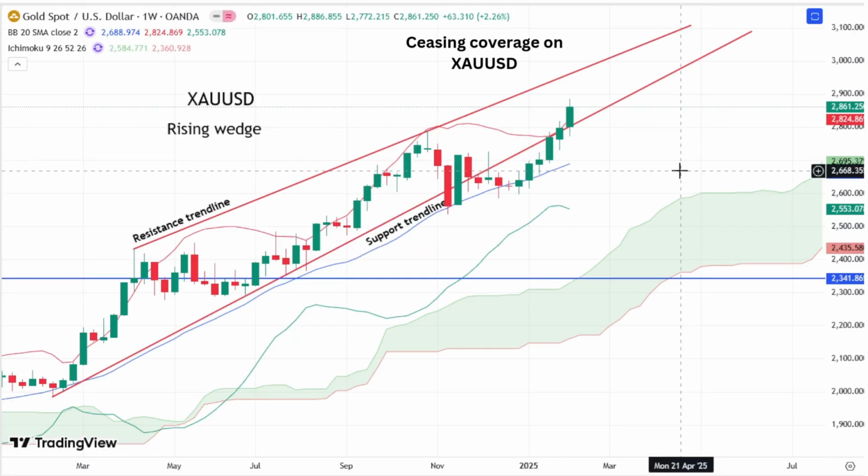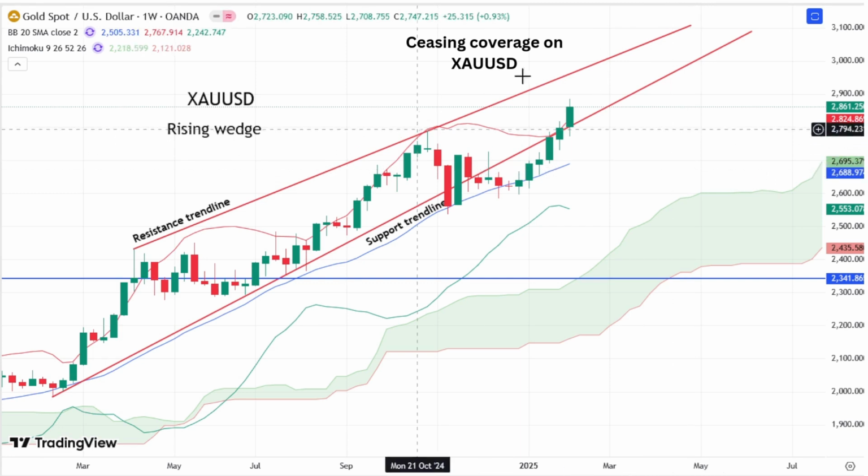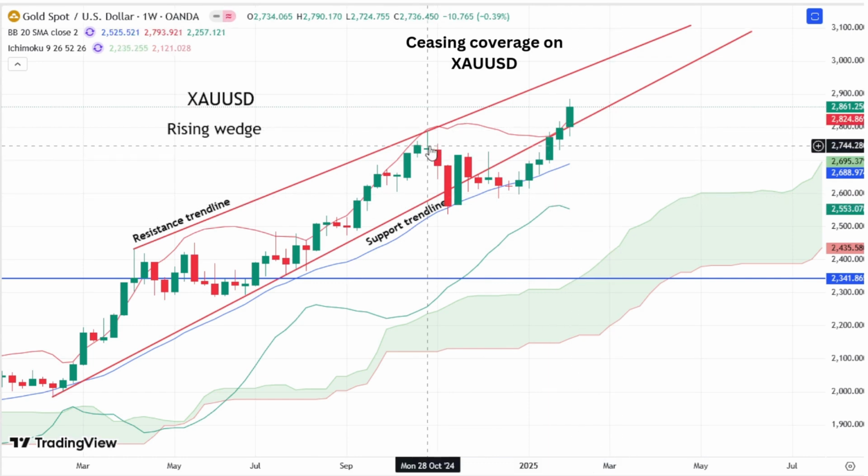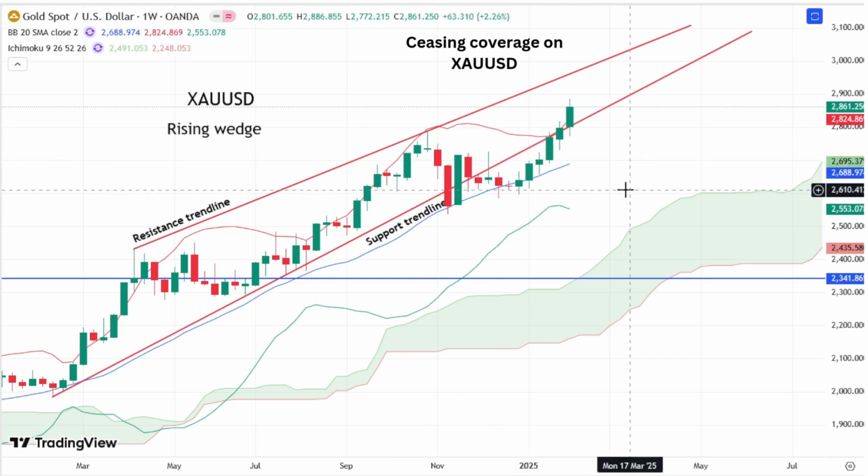Gold did not have a lot of success. In fact, a lot of precious metals have invalidated their bearish patterns. Gold completed a rising wedge over here in the week of 11th of November, but has invalidated this bearish pattern via a breakout above its last high of 2,790.1. I will now cease coverage on gold.